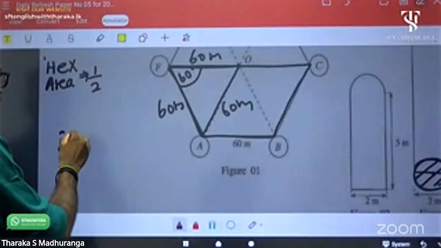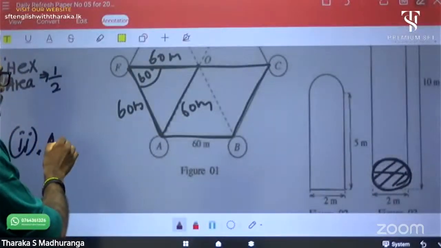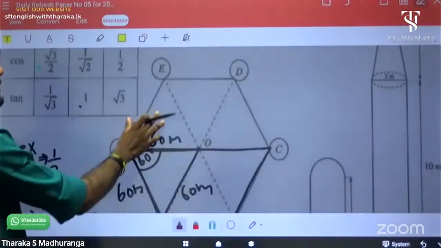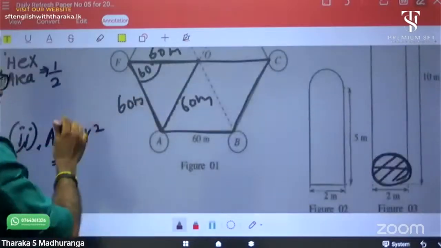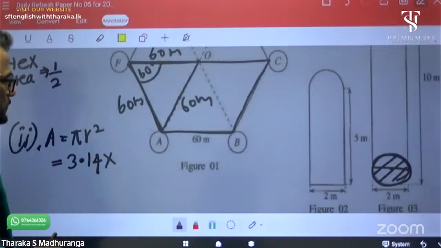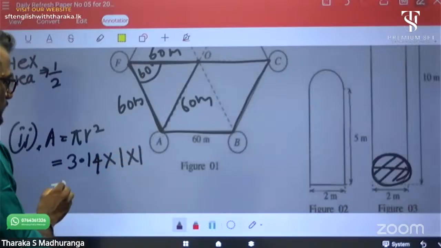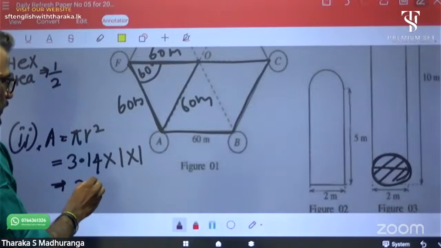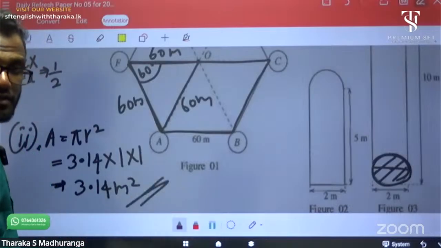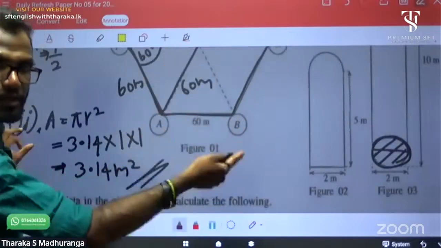Second part answer, it's only pi r squared. Area equals pi r squared. Pi value given, 3.14, multiplied by r squared, 1 into 1. 3.14 square meter. That's the second part answer, not the previous one. Tower area is asked. The figure 1 makes a tower.